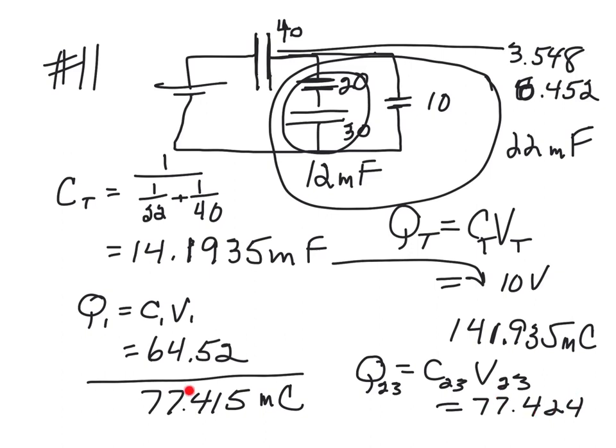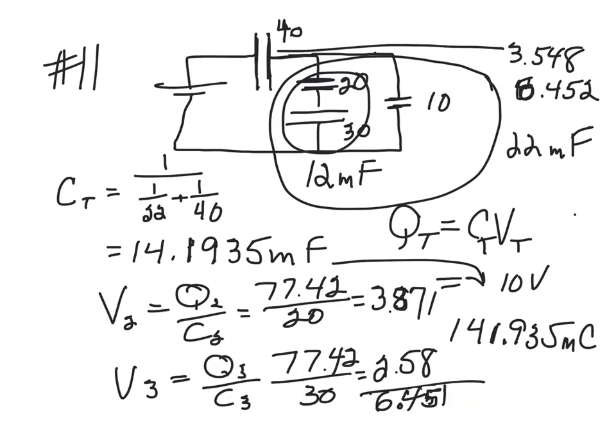You can see that those two numbers are not exactly the same, only because I didn't carry enough digits. I only have 4 here. But either one to three digits is 77.4. So that would be the charge across here. And now the last step, solving for everything, would be to find the voltage, right? So between here and here is the 6.542. How does the voltage divide between these? So see if you can find that.